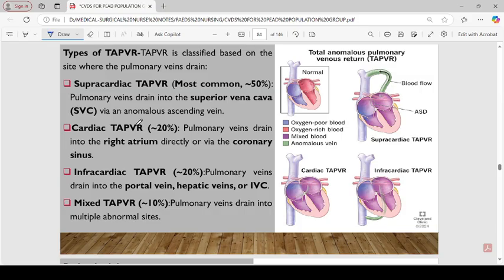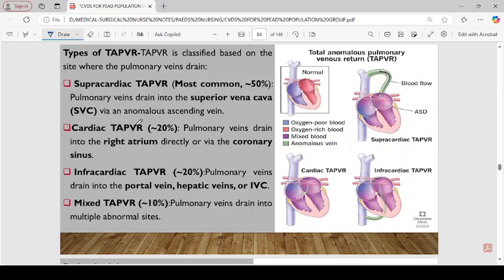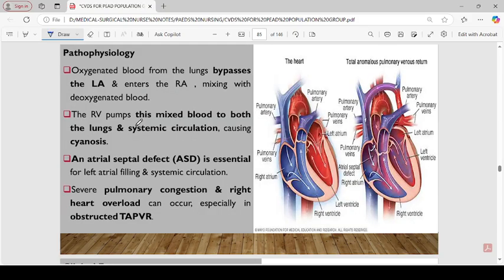Pulmonary veins in this case drain into the superior vena cava via the anomalous ascending vein. Cardiac TAPVR presents in about 20%, where pulmonary veins will drain into the right atrium directly or via the coronary sinus. Infracardiac TAPVR, about 20%, pulmonary veins will drain into the portal veins, hepatic veins, or inferior vena cava. Lastly, mixed TAPVR, about 10%, pulmonary veins drain into multiple abnormal sites.